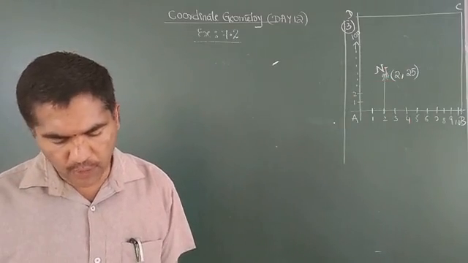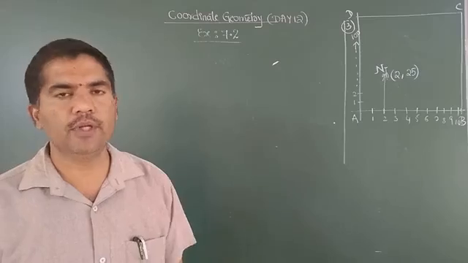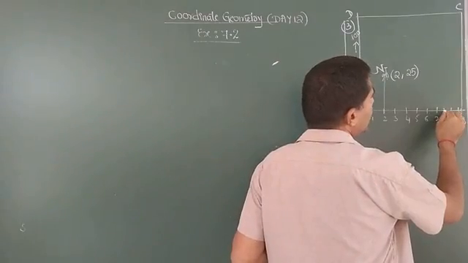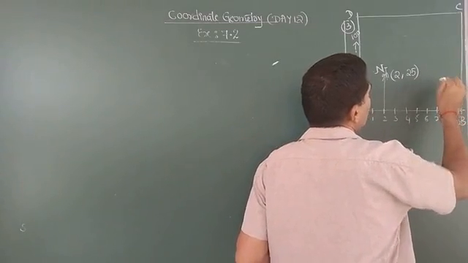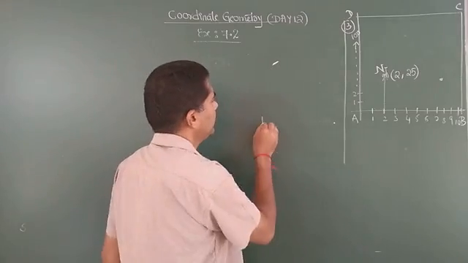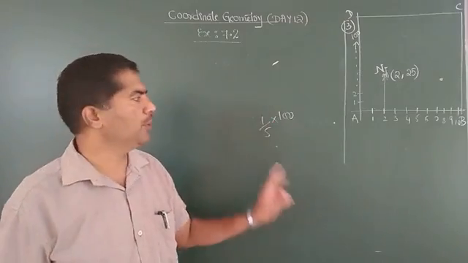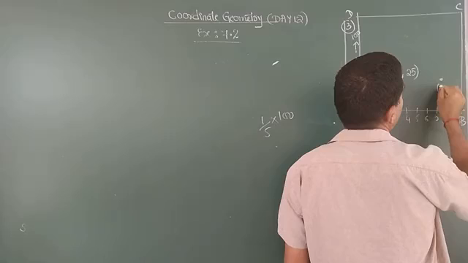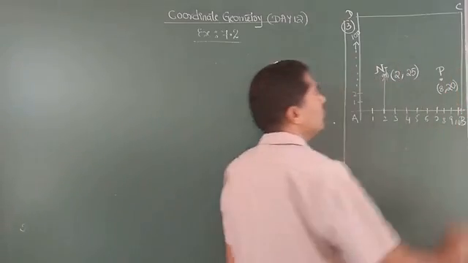Preet runs 1/5 the distance AD on 8th line. Now it is easy for you. On 8th line, Preet is running, but running 1/5 the distance. 1/5 of 100 means how much? 1/5 into 100, orally you can do. That becomes 20. So the point here becomes 8 as x coordinate, 20 as y coordinate. So this is the place where Preet is going.